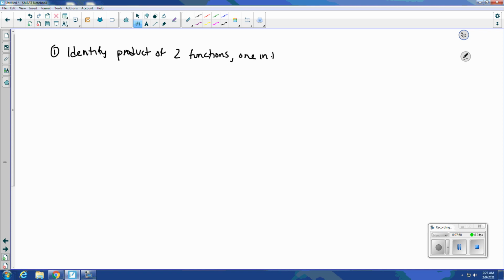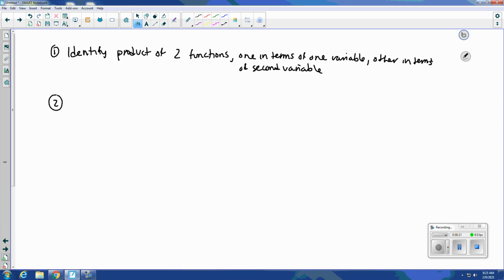One in terms of one variable, and the other in terms of the second variable. Again, that's if you have two functions. It could just be one function. We just looked at a quick example there. But most often the questions that relate to this specific topic are going to have two variables in it.